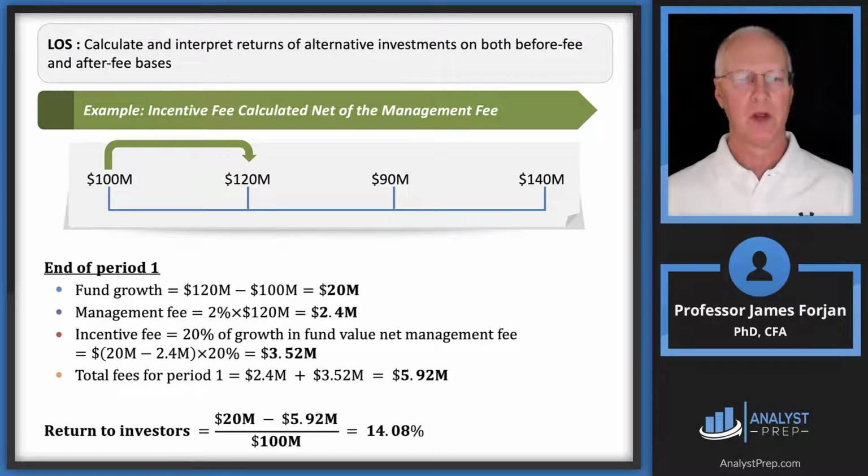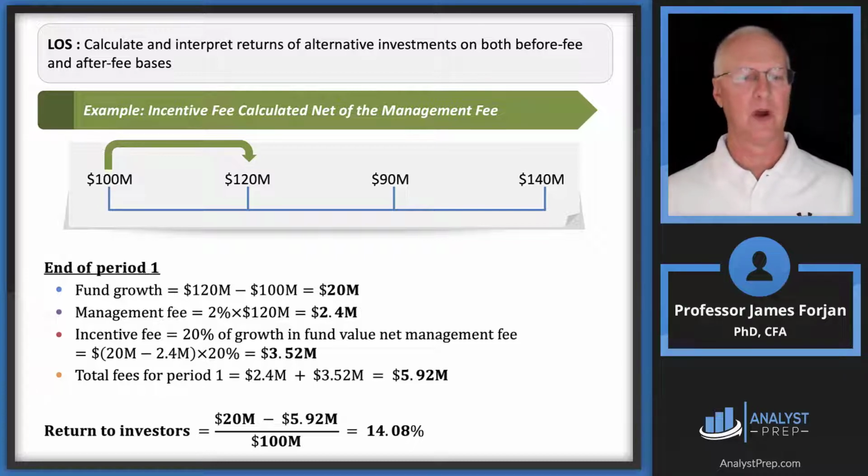All right, notice that what we just did in that previous example was for a before fee basis. That satisfies that first part of the LOS. But then notice the second part says, how about after fee basis? So let's go ahead and do just a quick example here for period 1. And you can do periods 2 and 3 on your own. The mathematics is pretty easy. So let's go ahead and do this net of the management fee.